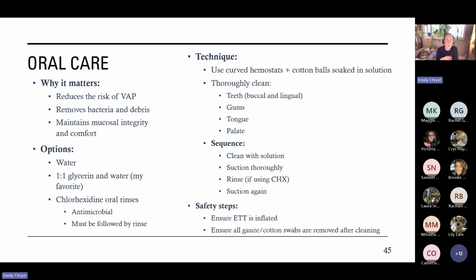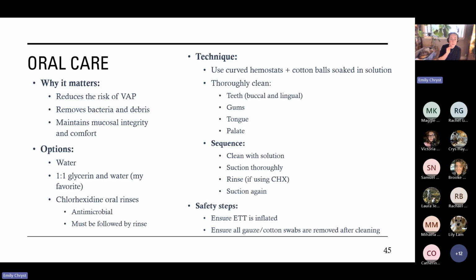If you are going to use chlorhexidine, it's important to remember that it can be irritating or even toxic to tissues if we just let it sit there in the mouth. If we are going to use chlorhexidine, we should follow it with a rinse of either glycerin and water or just water. For technique, I prefer to use curved hemostats with a cotton ball that's been soaked in the solution that I'm using. And then we are scrubbing every bit of that mouth.